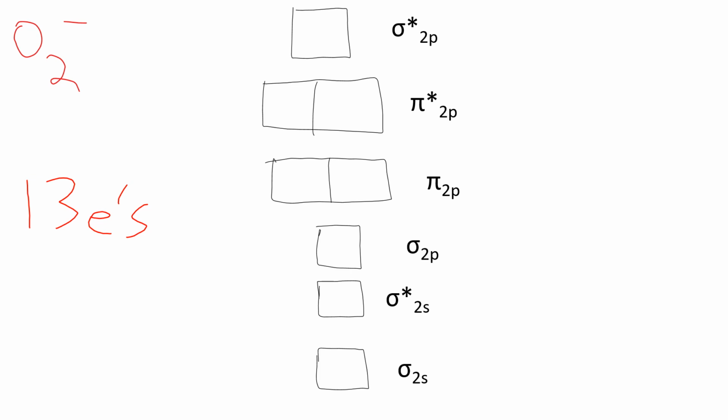Once you have correctly identified the number of electrons, you just have to fill this up from lowest energy to highest energy. 1, 2, 3, 4, 5, 6, 7, 8, 9, 10, 11, 12. Remember, don't pair until you have to. I have 1 more electron to put in. Now I have to pair. 13. So that's what the molecular orbital diagram for O2 with a negative charge would look like.